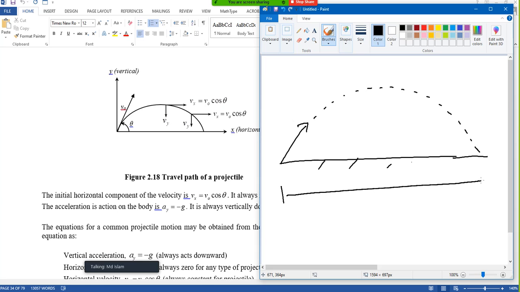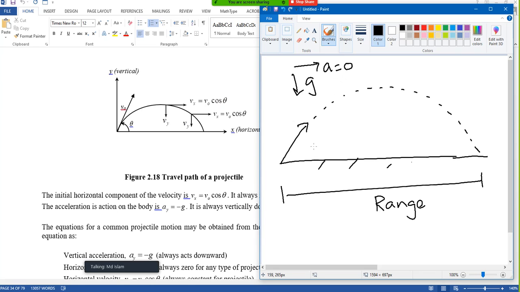Now this path we call the horizontal range, or simply the range. Something to think about: there is g. g is always downward. There is no acceleration in the horizontal direction. So do not forget these two items. g is the gravitational acceleration, or gravitational constant. It always acts downward, no exception. There is no horizontal acceleration in a projectile.